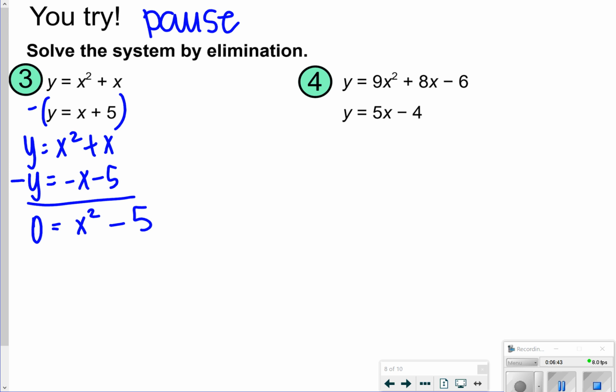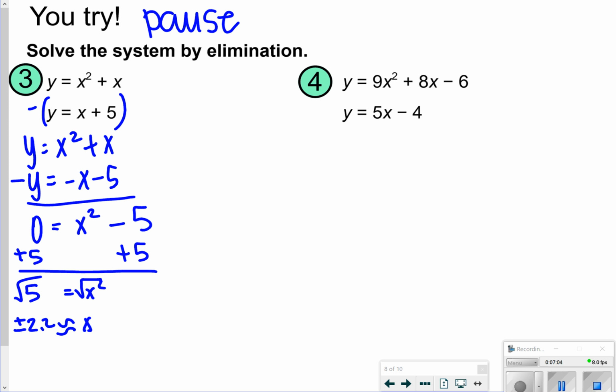Now I'm ready to try to solve for x. I'm going to add 5 to both sides. x squared is equal to 5, and when I find the square root of both sides, I just estimated with my calculator, and I got x is approximately positive and negative 2.2. That was after some calculations there.